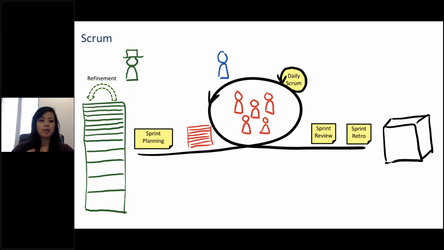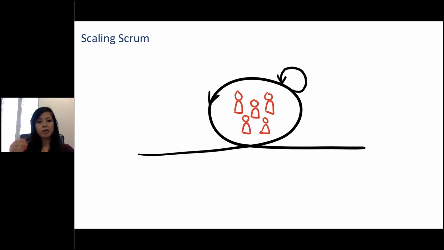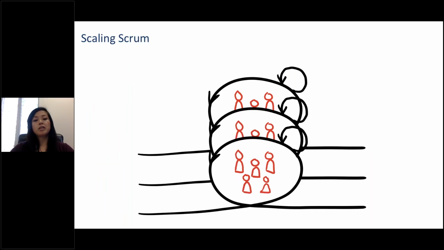So they tried it, they built an app, right? And they used one Scrum team to do it. And they said, you know what, this is working, we need to accelerate. So how do we do that with 3 teams?